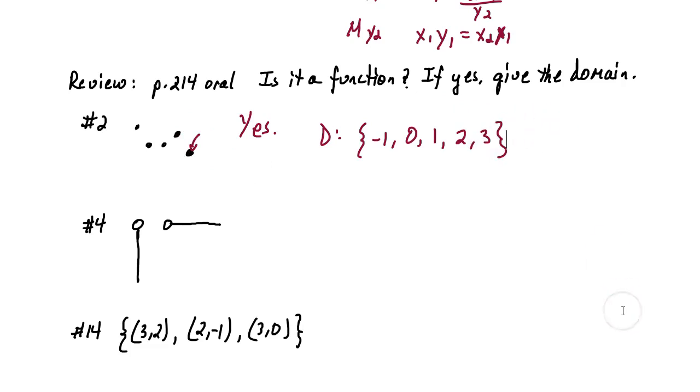Number 4, is this a function? No, it's not. Because of this first portion here, there are all kinds of dots on this segment, and they all line up vertically with each other. So this represents a whole bunch of dots that have the same x coordinate, but different y coordinates. Because it's not a function, we're not going to give the domain.